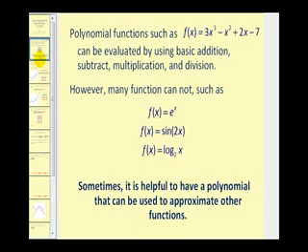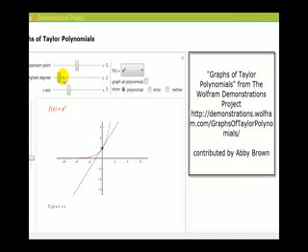So polynomial functions, such as the one given here, can be evaluated by using basic addition, subtraction, multiplication, and division. And this is often very beneficial because many functions, like the ones we see here, cannot be evaluated by these basic operations. So sometimes it's helpful to have a polynomial that can be used to approximate other functions. Let's take a look at an animation to see how this will work.